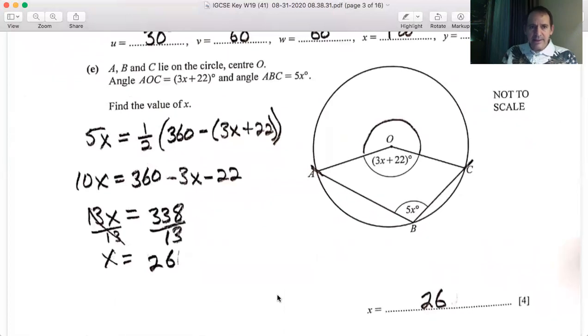Then part E, you have this ABC lies on the circle with center O.